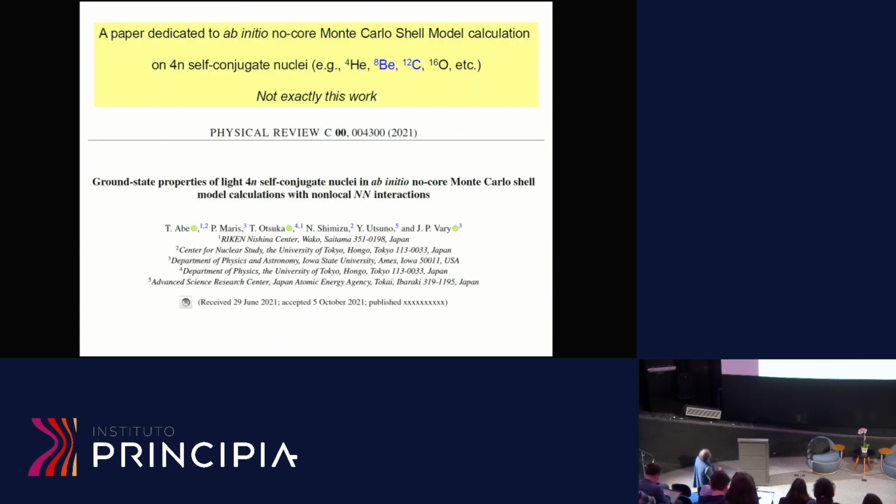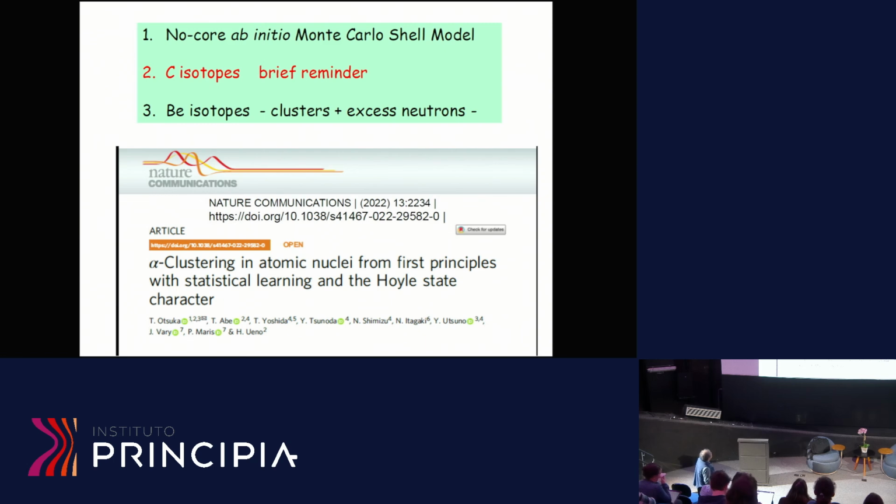Some systematic studies have been published already 4 years ago, for helium-4 up to oxygen-16, for N equal to Z nuclei. But today I'd like to discuss neutron-rich beryllium isotopes. Now let me move on to this part, that is carbon isotopes.